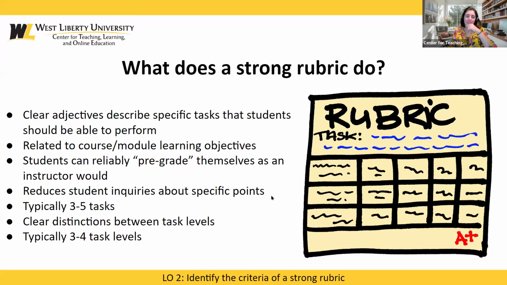It typically has 3 to 5 tasks. We've seen some rubrics that get pretty big and unwieldy, but to make them manageable, they should just have a few tasks, a few performance levels, so it's something that's very quick and easy to get through. And the descriptions between what's bad or okay or great should be very clear. So those distinctions are very clear.